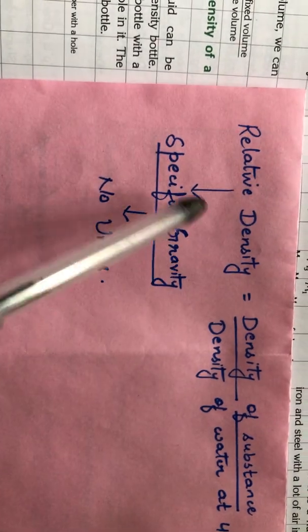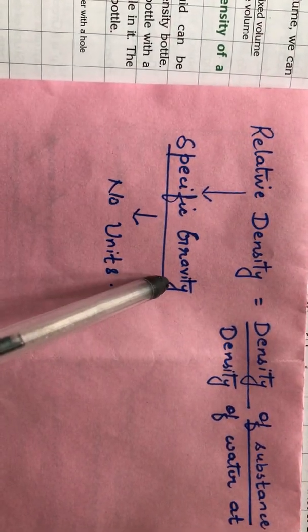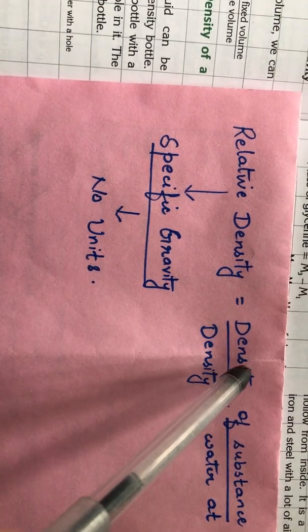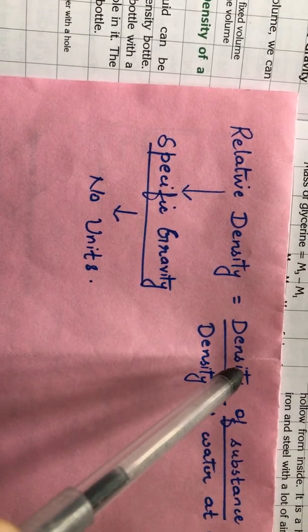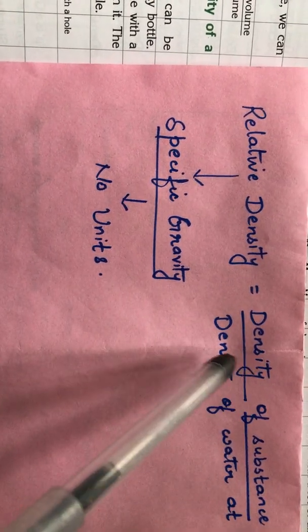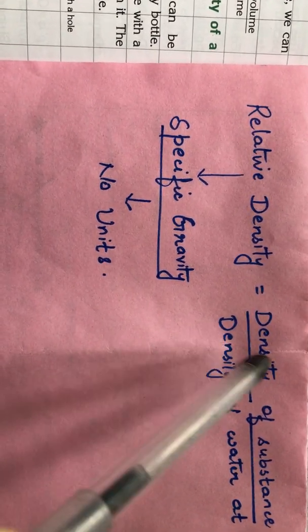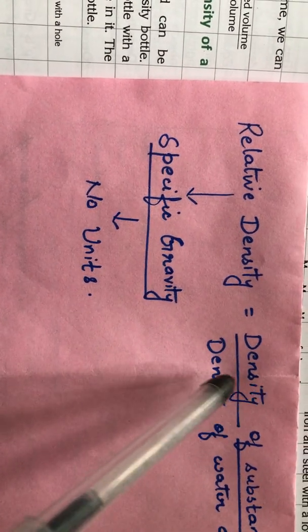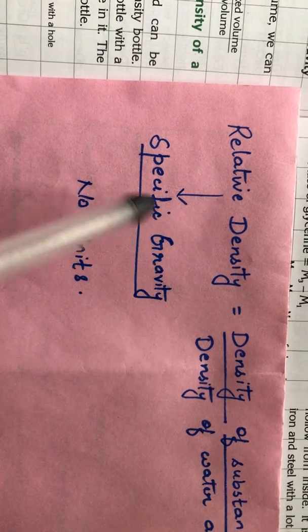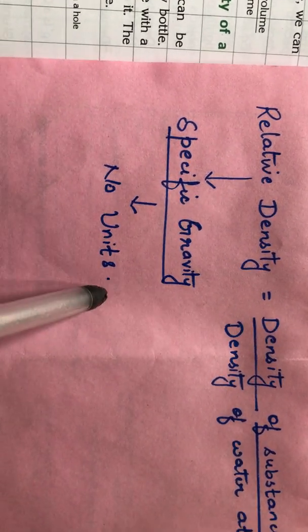Relative density is also known as specific gravity, and as we know, relative density is the ratio of two similar quantities. Both are density and this is also a density. Since it is a ratio of two similar quantities, it has no units. So relative density or specific gravity has no units.